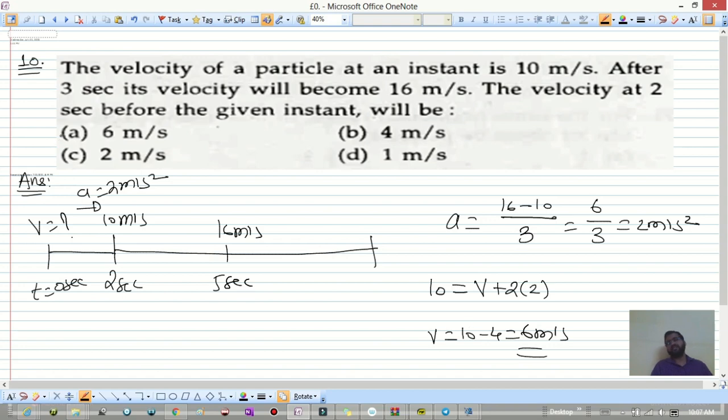So I hope this is clear. It's very simple. Firstly, apply the kinematic equation in this interval 2 to 5. Then apply the kinematic equation from t is equal to 0 to t is equal to 2 seconds. And that is the reason you have to always draw the diagram so that it will be very simple.